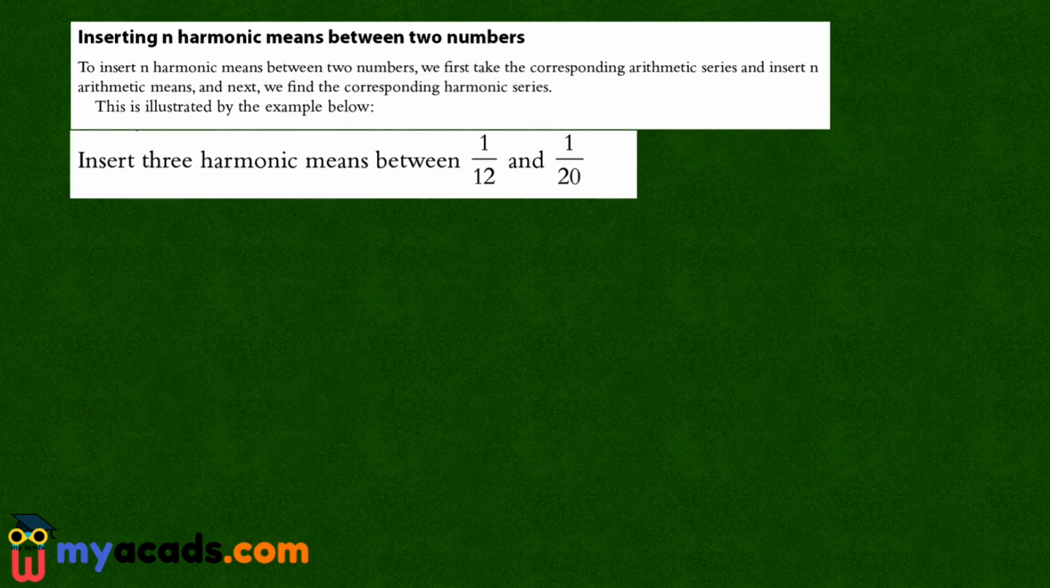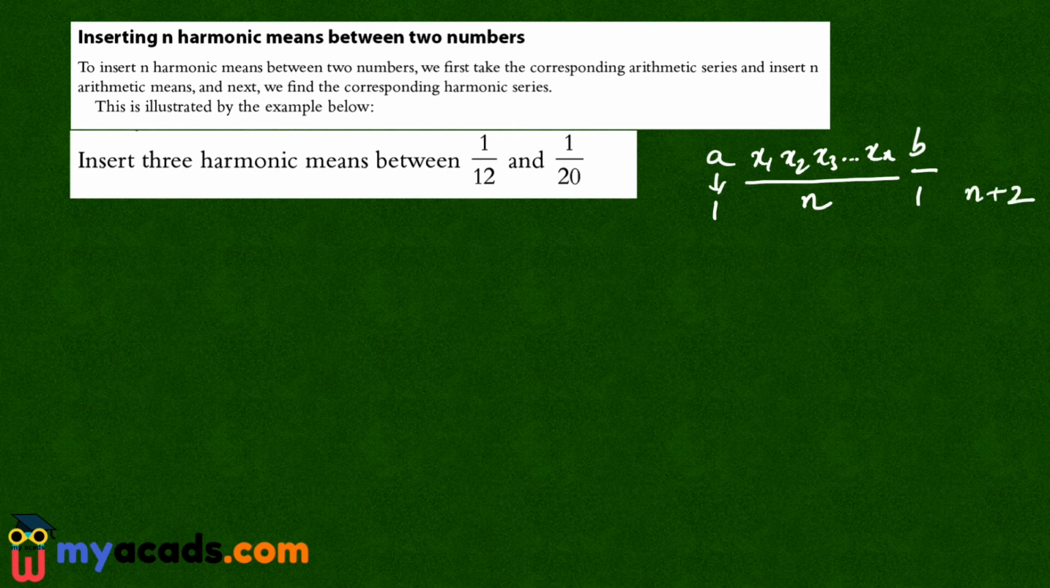In this video, we will understand the concept of inserting n harmonic means between two numbers. For example, if two numbers A and B are given, and I have to insert n harmonic means between these two numbers. So let us suppose these numbers are x1, x2, x3 and so on till xn. So these are n terms, this is one term, this is one term. So in total I have n plus 2 terms.